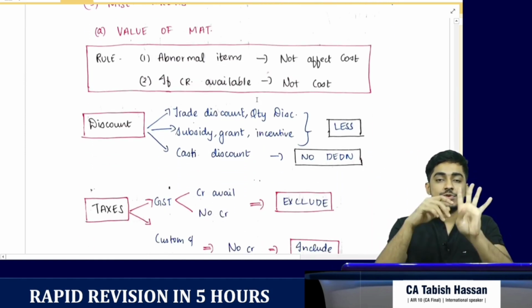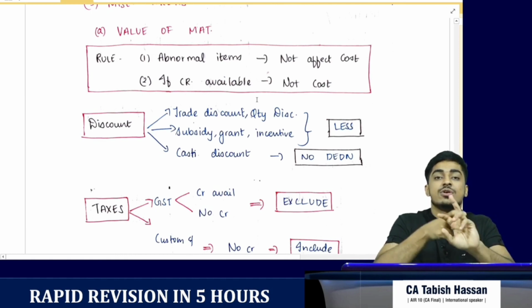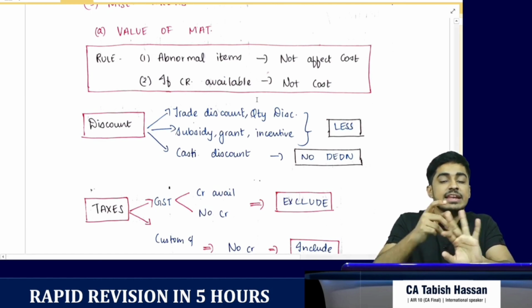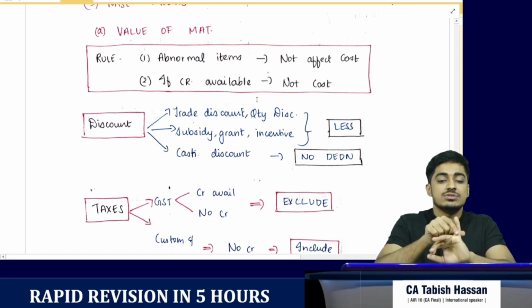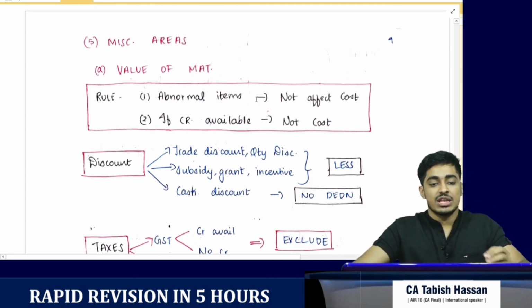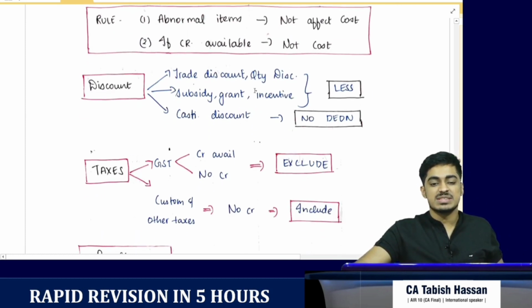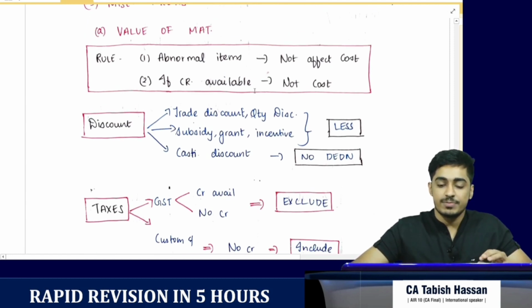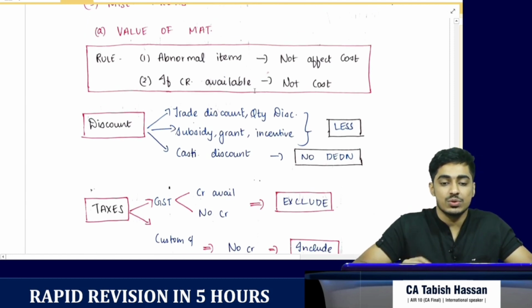Okay. So we've discussed 4 concepts, EOQ and its related concepts. Next, we had the inventory levels. Next was material turnover ratios. Now we discussed the stores ledger. Now we have the final area, the miscellaneous area. First is valuation of material. Just remember the 2 golden rules.